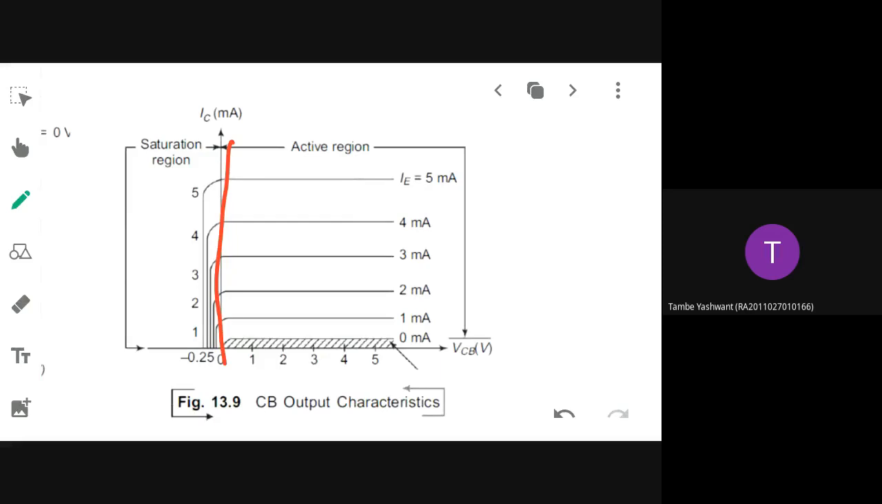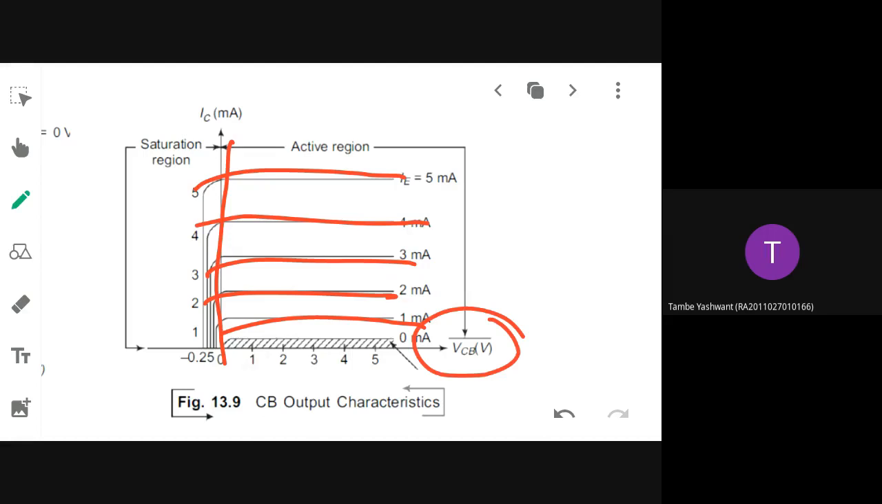Then what happens to the variation of IC? Does it increase beyond, or what happens to the curve? It is almost constant. No matter whatever increase you give to VCB, IC after getting saturated is almost remaining constant. So this is how it operates like an amplifier in the active region.